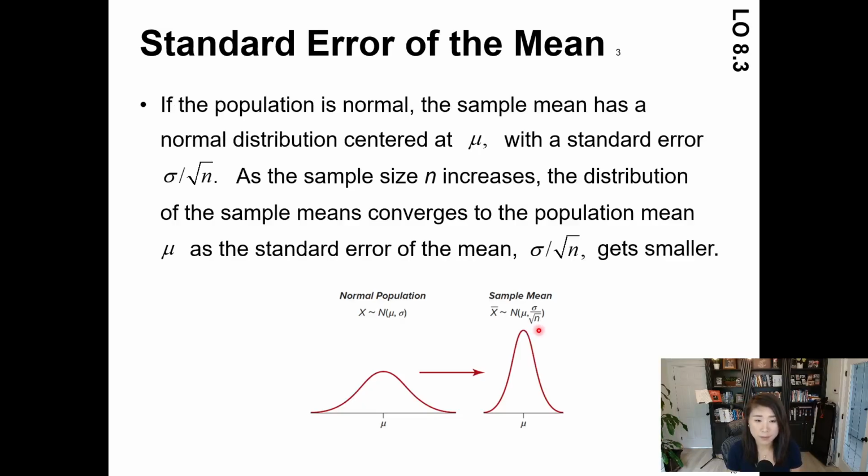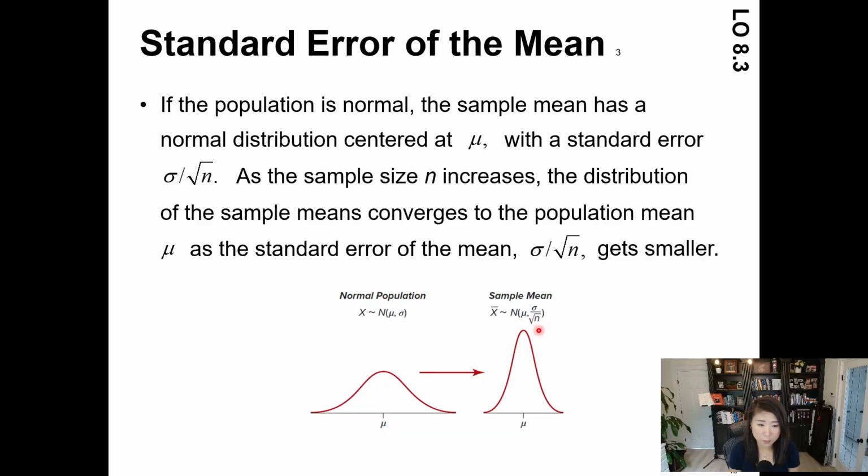So if the population is normal, the sample mean has a normal distribution centered at mu with the standard error of sigma divided by the square root of n. As the sample size n increases, the distribution of the sample mean converges to the population mean as the standard error of the mean gets smaller.